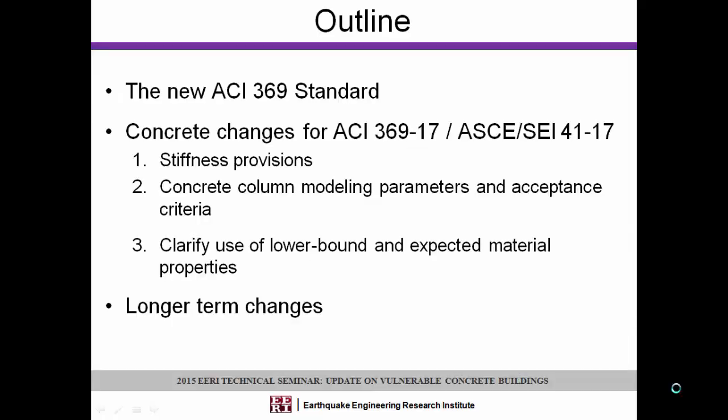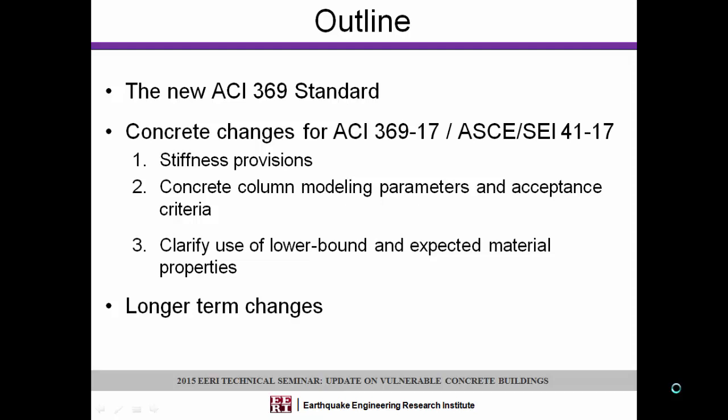There's a new ACI 369 standard that we're developing. I'll talk to you briefly about what that entails, and then look at the concrete changes in the upcoming cycle. We're expecting to publish 41-17, and the standard 369-17 will be a source document for it. I'm going to touch on a couple of very big changes, and then there are some smaller ones. Stiffness provisions for walls are being changed.